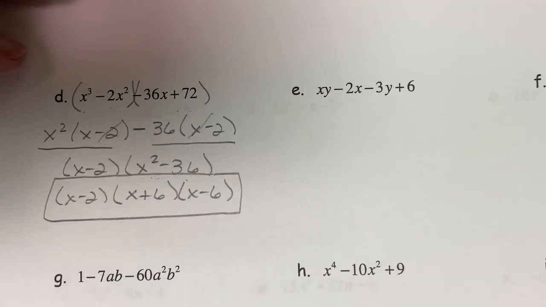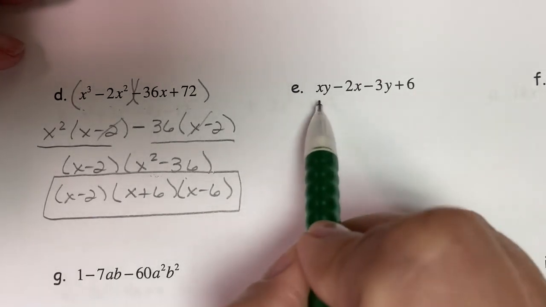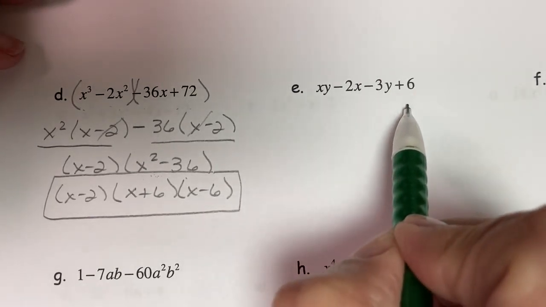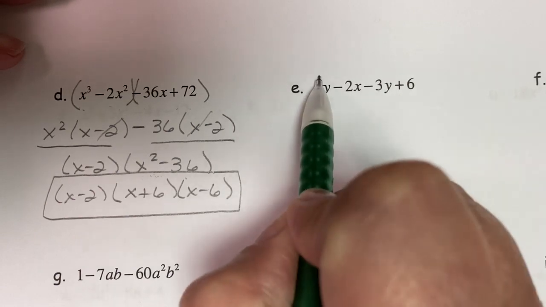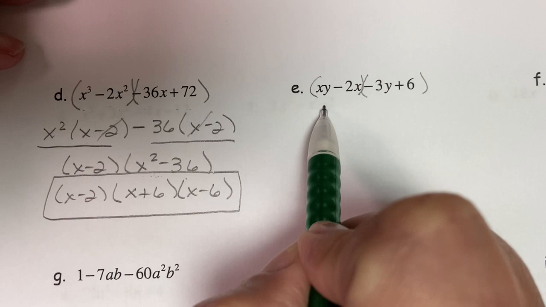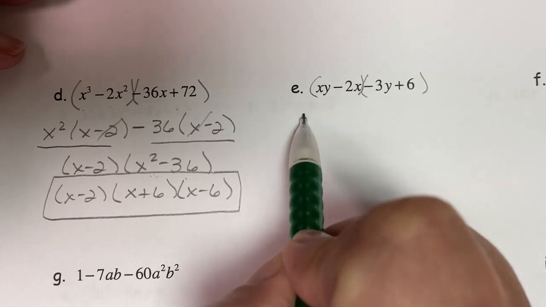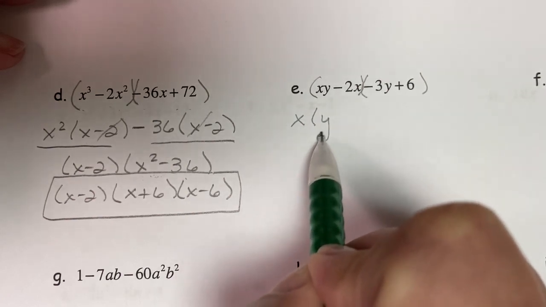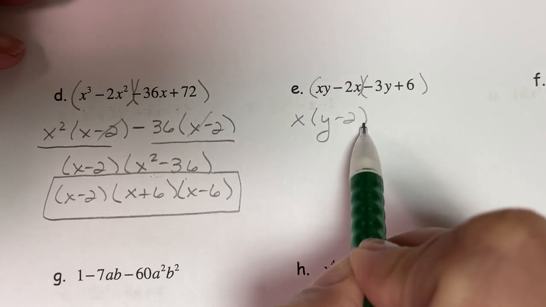Let's go on to E. So here we go. There's no GCF. Because there are 4 terms, let's do grouping. What can I factor out of this group of 2? Well, they have an x in common, which leaves me with y minus 2.